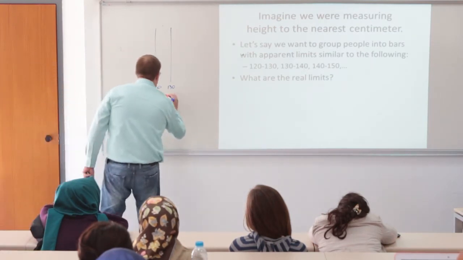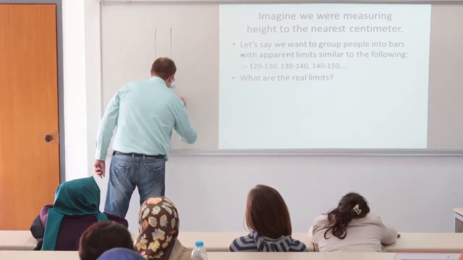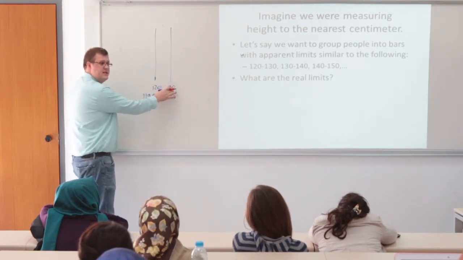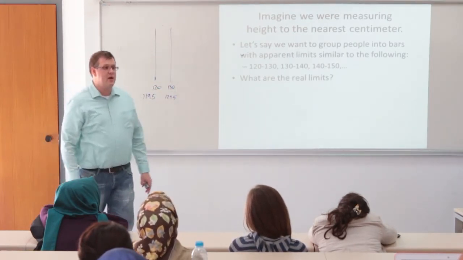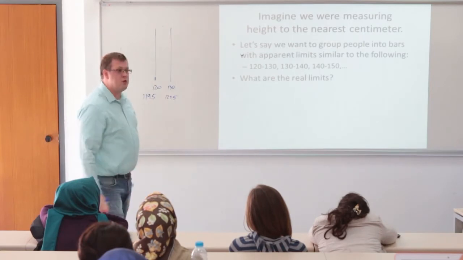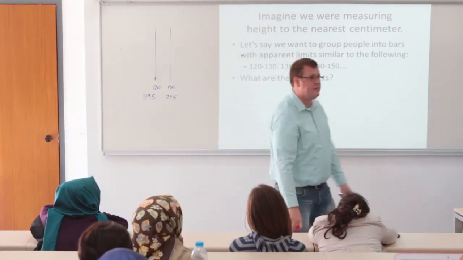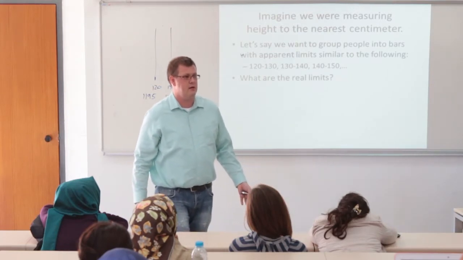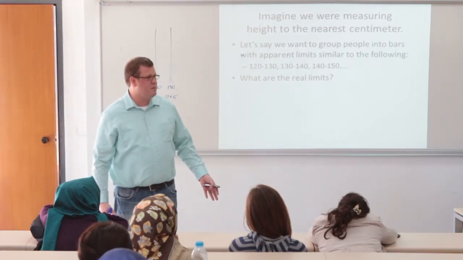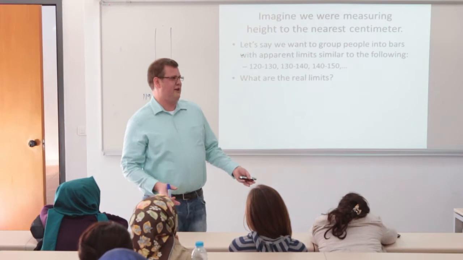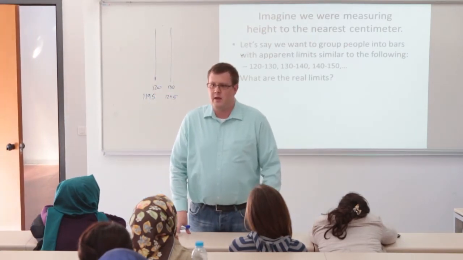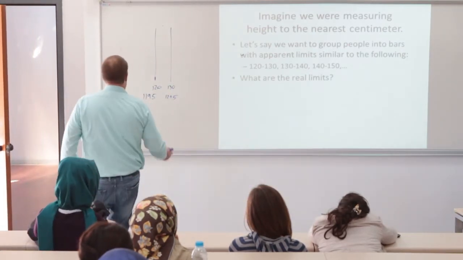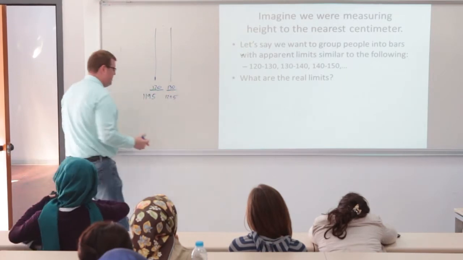129.5. So these are the apparent limits. This is what the limits look like, right? We talk about people being 120 centimeters, 142 centimeters. We don't say 121.5, right? Some people might, but that's not very clear. So the real limits are the things that we're basically describing.